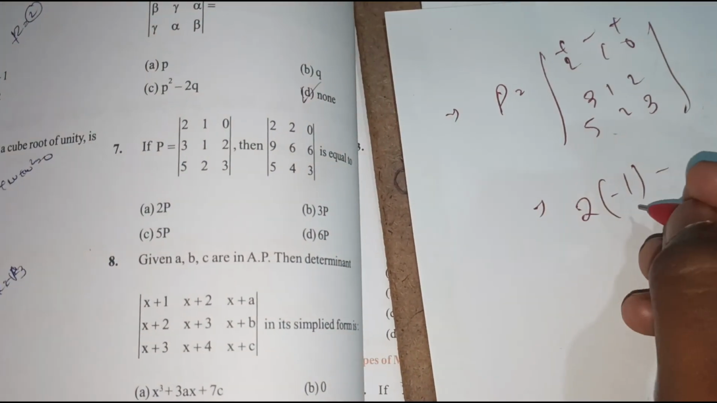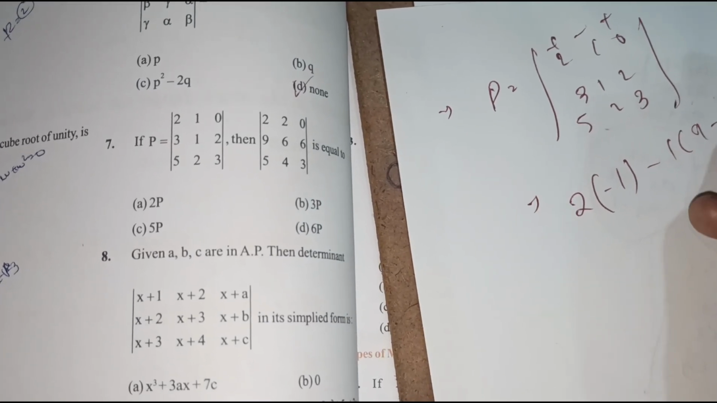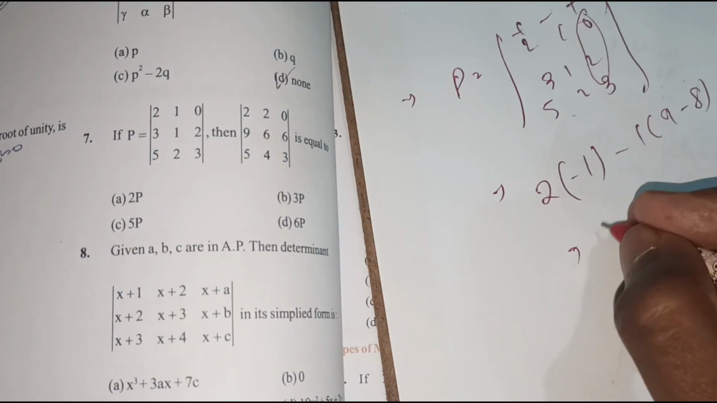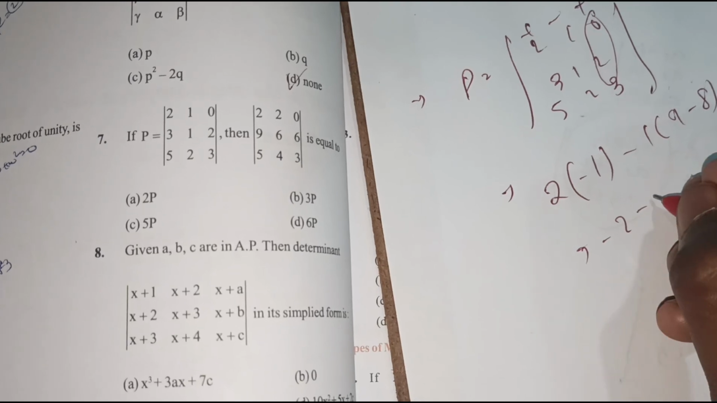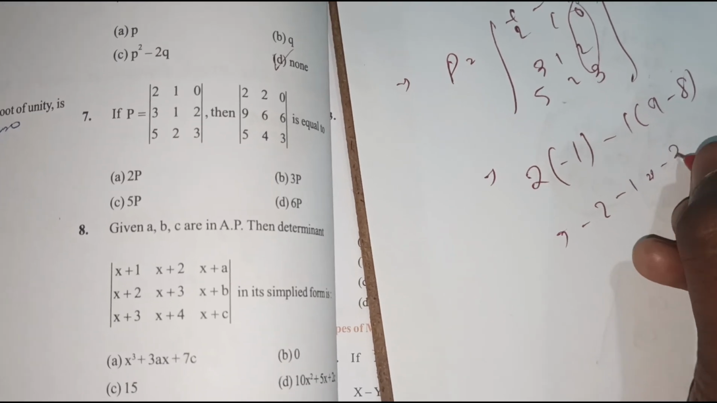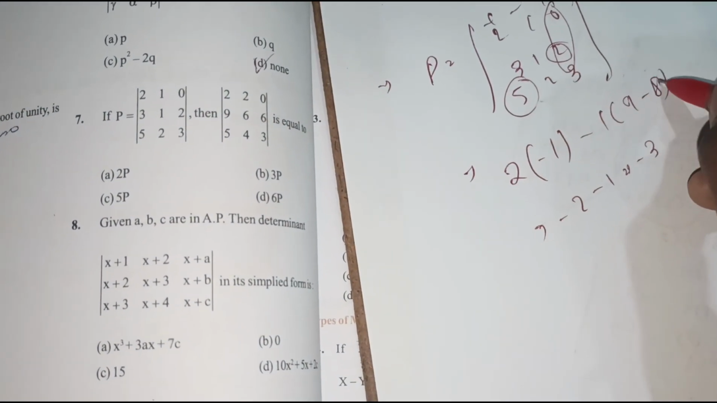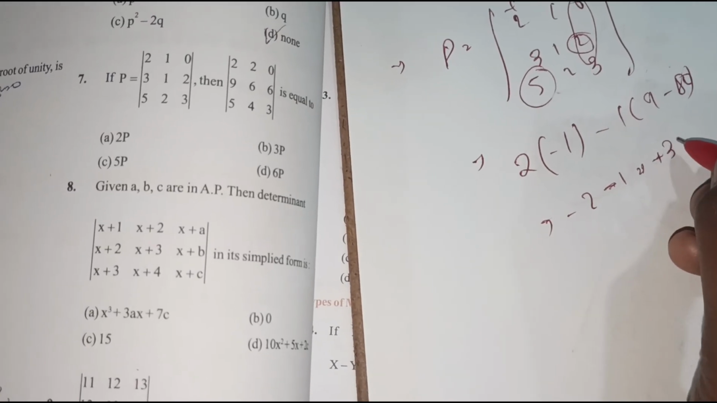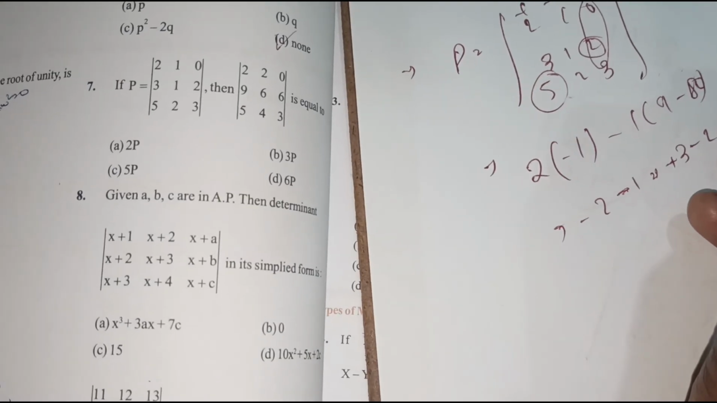So here 2 into minus 1 into 9 minus 8 is 1. This is 0, we won't take this. So here it will be minus 2 minus of minus 1, minus of minus 1. So here minus 3. There is a small mistake here: 5 2s are 10. So here it will be plus 3. So plus 3 minus 2 equal to minus 1. Minus 1 is the answer.